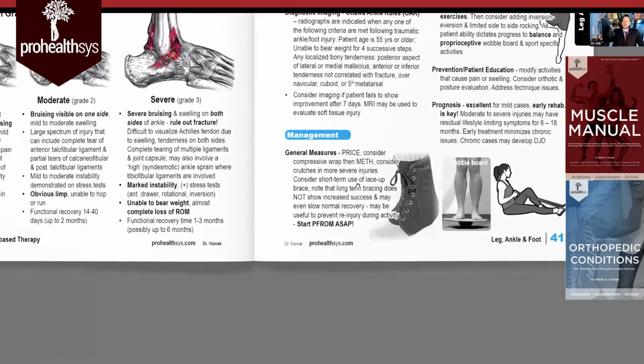Management is great. I love inversion ankle sprains because I've had so many myself. It's been fantastic to go through. So general measures, a lot of people will respond better to the ice if they are of the older generation. Current research may not support that quite as well.